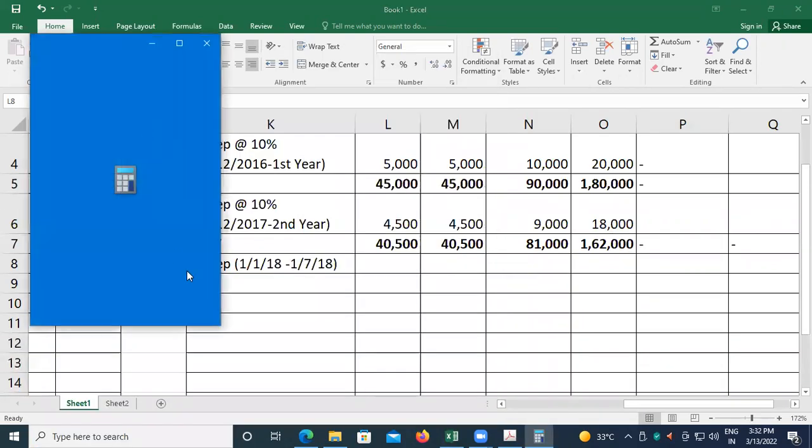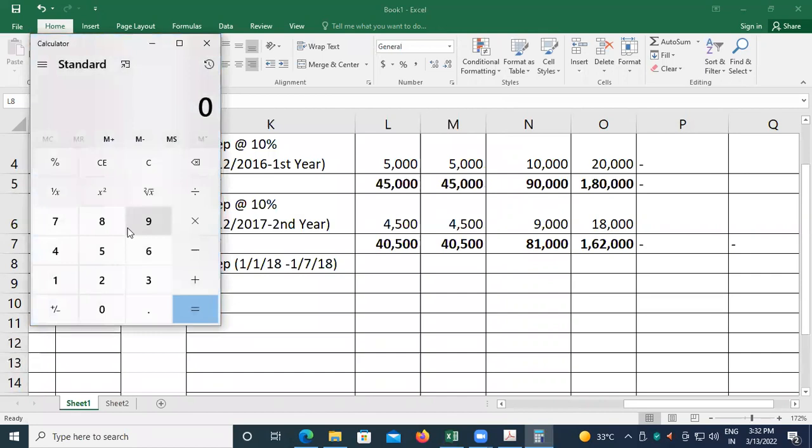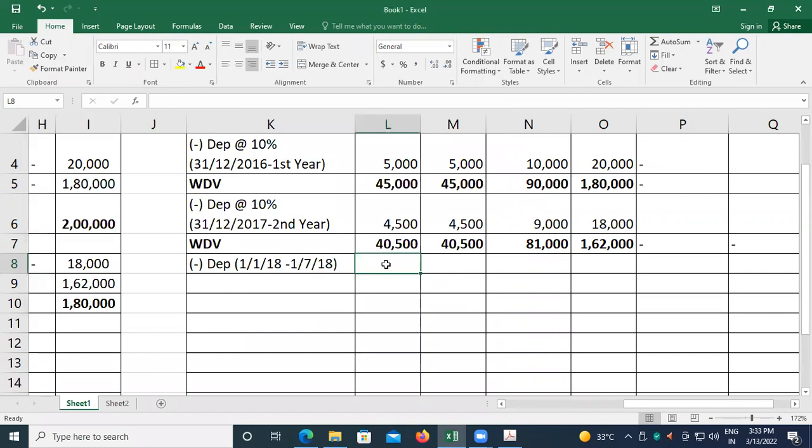in the calculator. What is the value of the asset? Total is 40,500 into 10% depreciation. So let us calculate depreciation. It is into 6/12. So if you calculate the value, it will come 2025. So the total depreciation for the first part of the asset will come 2025.